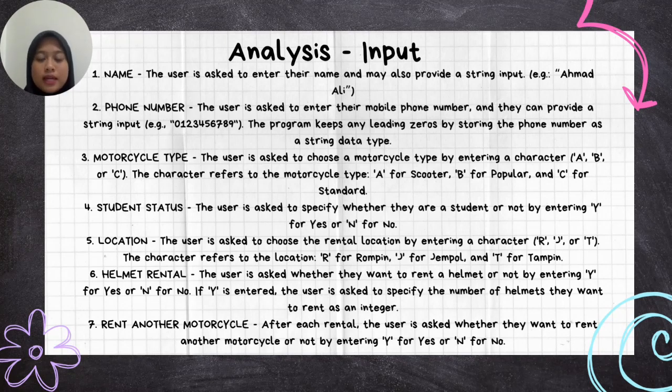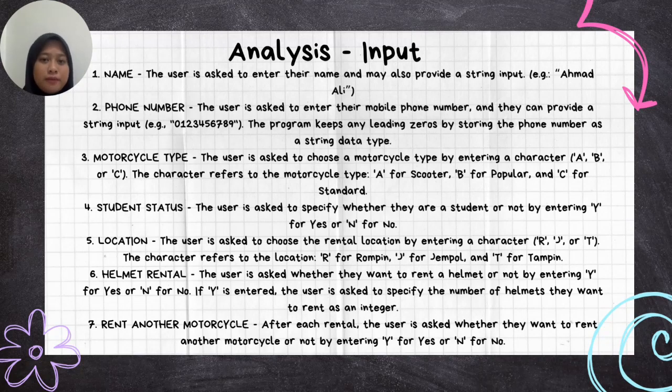The first one, we collect the name from the user. The user is asked to enter their name and may provide a string input. Next is phone number. The user is asked to enter their phone number as a string input, such as 01234567. The program keeps any leading zeros by storing the phone number as a string data type.